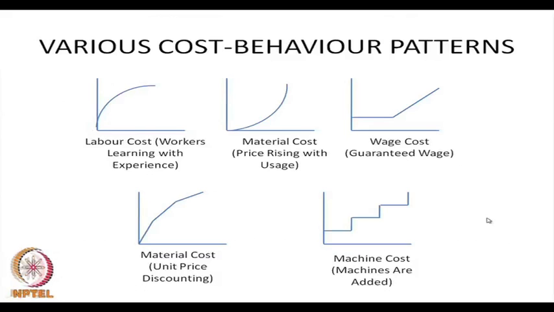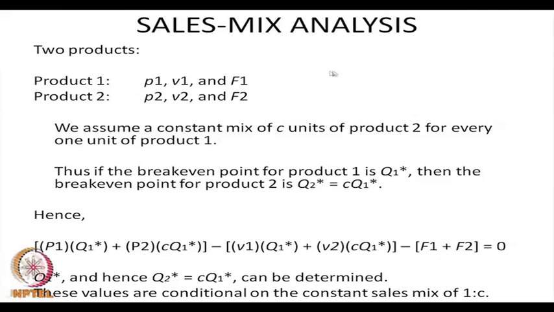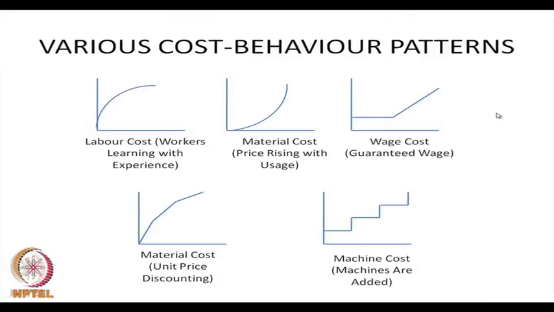So, friends, we have shown here that when there is more than one product, the break-even analysis is applicable only when we assume that there is a constant ratio between the amount produced of product 1 and of product 2. Now, we take our last slide.